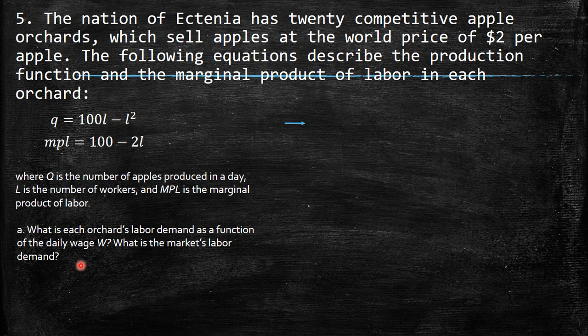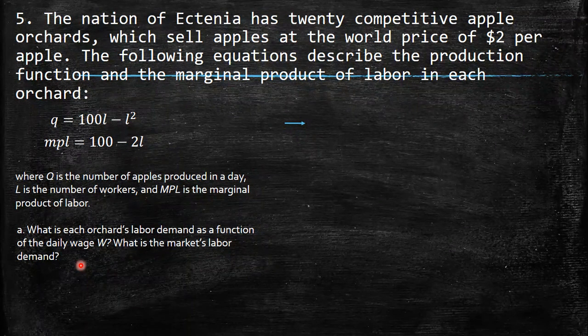So first, what is each orchard's labor demand as a function of the daily wage? Because we are facing this as a function of W, we need to collect the W, and we need to take L in terms of W at the end. That is the idea. And then what is the market's labor demand? We need to take that labor demand function and convert it to the market's labor demand.